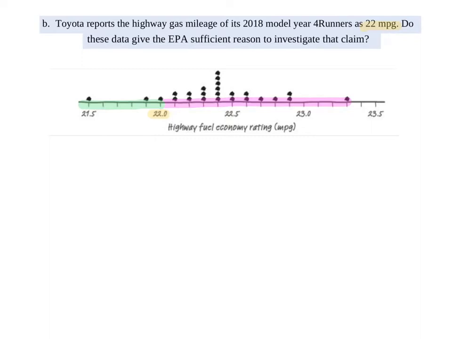Remember, the EPA took 25 random 2018 4Runners and tested their highway gas mileage, and here's the data. So if 22 miles per gallon is what Toyota reports, there are only 3 that fall at or below 22 miles per gallon. Pretty much 23 out of those 25 that the EPA picked were above 22 miles per gallon. So I would say no. 23 out of the 25 cars tested had an estimated highway fuel economy of 22 miles per gallon or greater. So I would say that they would bump up that rating.